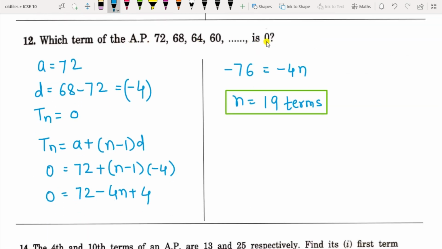Which term of the AP is 0? So this is an AP and you have to find which term will come as 0. So A is 72, D will be 68 minus 72, which is minus 4, and Tn is given as 0 here. So you have to find n. Substitute the values of A and D and Tn as 0, and you get the value of n as 19. So the 19th term will be 0.